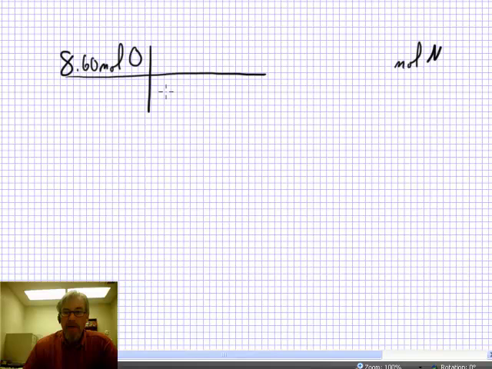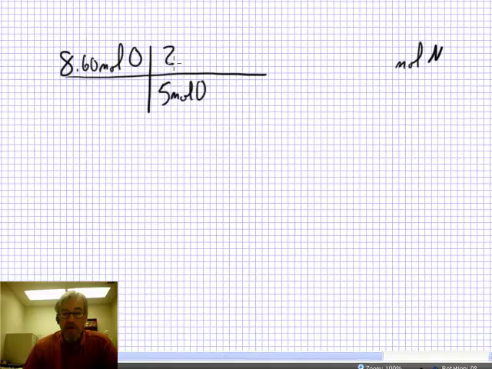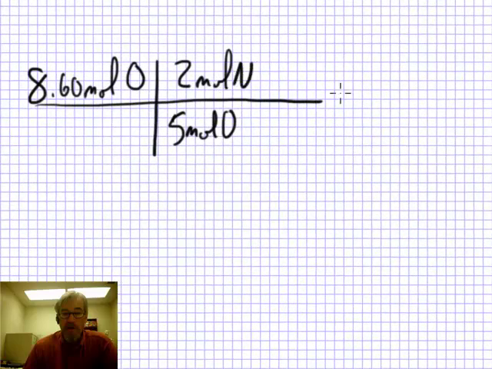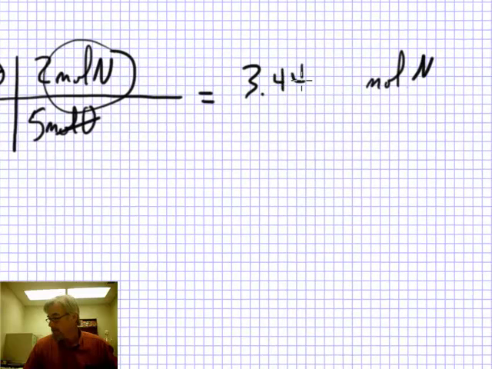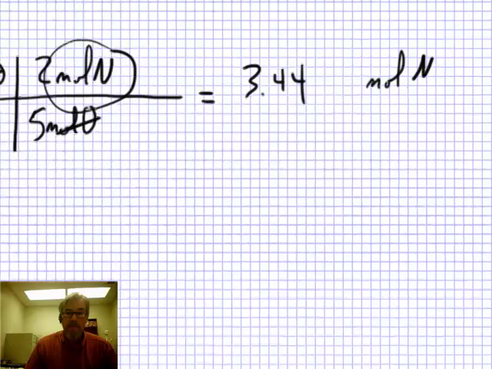Well, here's what I know. The composition stoichiometry gives me a stoichiometric equivalency, or a mole ratio, that says for every 5 moles of oxygen, there will be 2 moles of nitrogen. It comes right from the formula for the compound. So now I can do my arithmetic, and I know that I'm going to have the right answer because moles of oxygen cancel out, and that leaves me with moles of nitrogen, which is what my answer is supposed to be. And the answer is 3.44 moles of nitrogen.